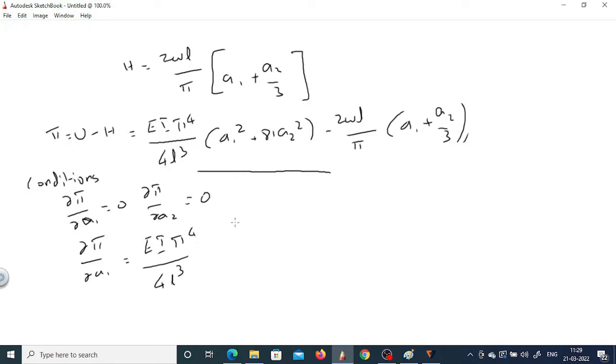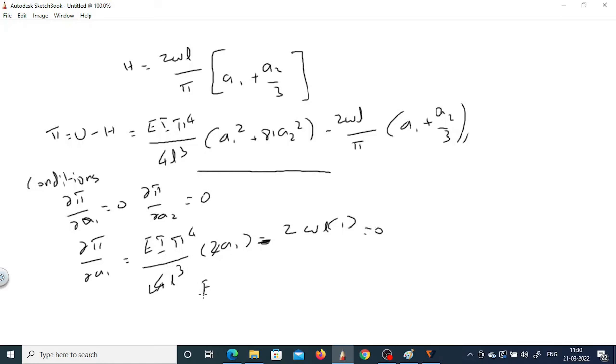What about the next? Here only A1 square I can differentiate, because the A2 square term does not have any A1 term. So this term can be written as 2 into A1. So I substitute this term, into 2. Here 2 I can convert. After that I can get, minus 2WL by pi available, A1 plus A2 by 3 available. So if I differentiate the term with respect to A1, I get 1. So this term 2WL is available, which is equal to 0, which is the condition.